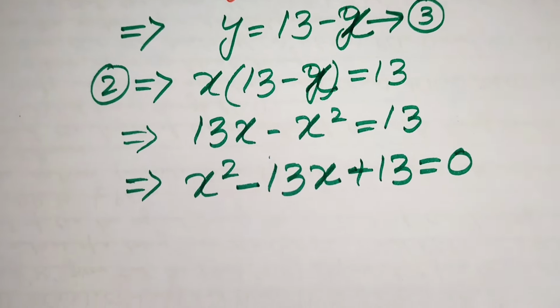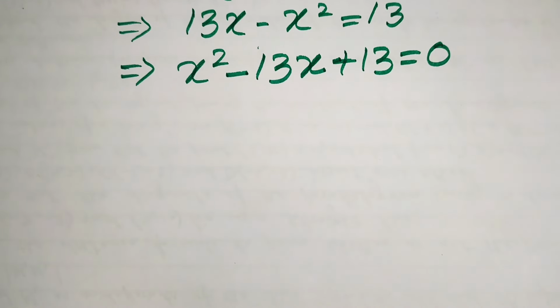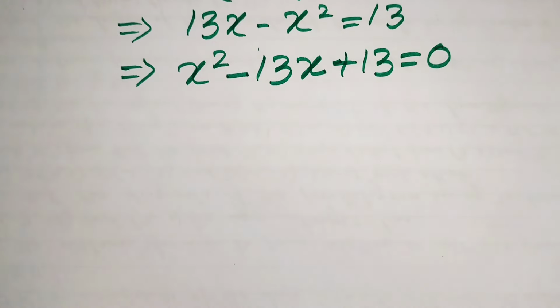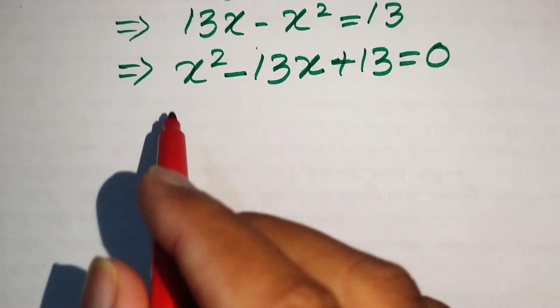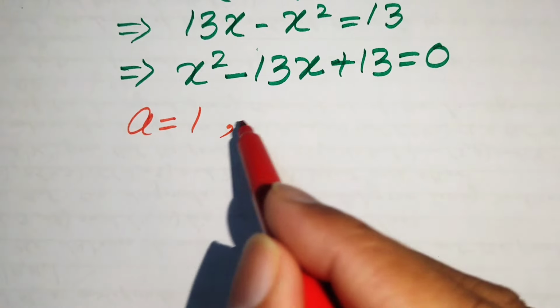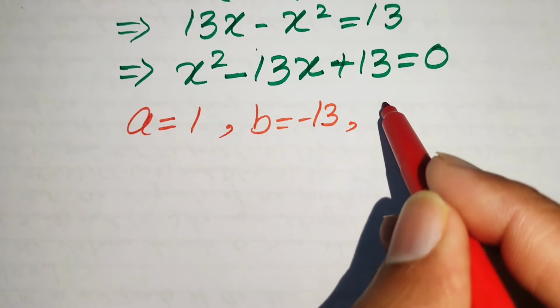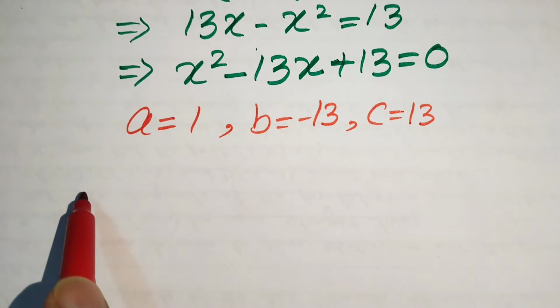0. Now you see this equation becomes quadratic in the x variable, so we can easily find the roots of this quadratic equation. We use the quadratic formula in order to solve this equation. First we write the coefficients of this equation: a equals 1, b equals minus 13, and c equals 13.